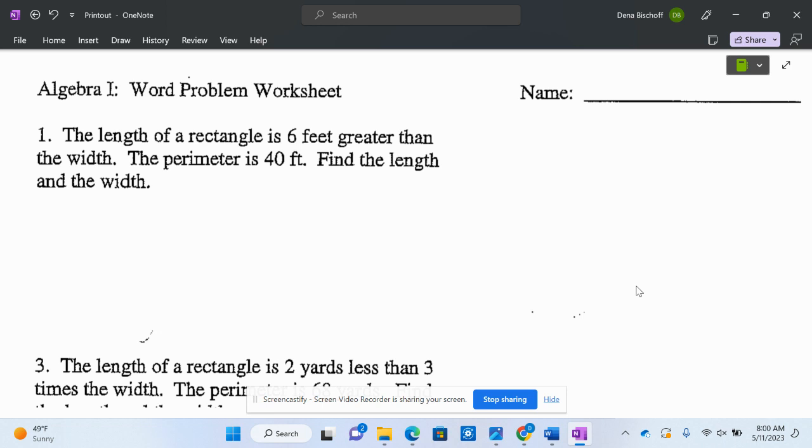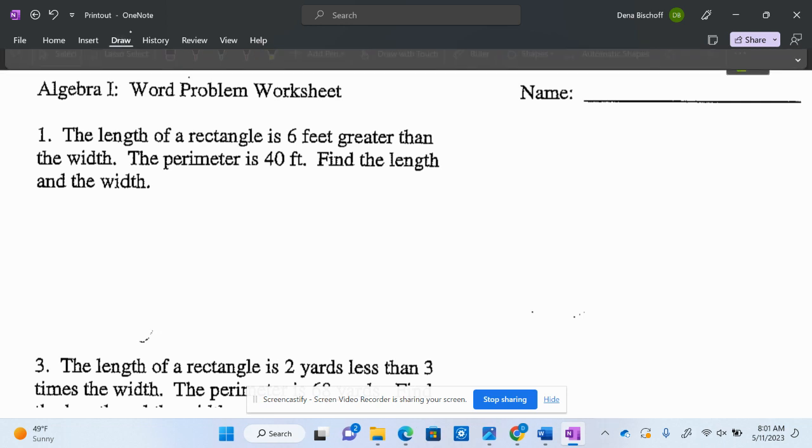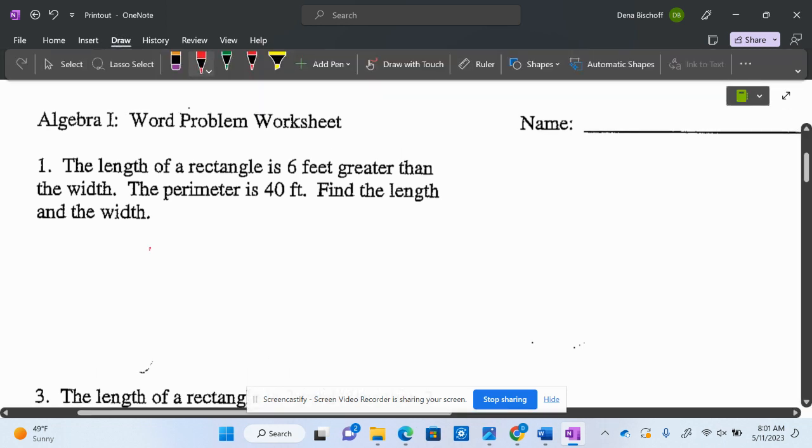So number 1 says the length of a rectangle is 6 feet greater than the width. The perimeter is 40 feet. Find the length and the width. So we're talking about a rectangle. What do you think we should do first? Yeah, I think we should draw a rectangle. Okay. So I'm just going to draw a rectangle.